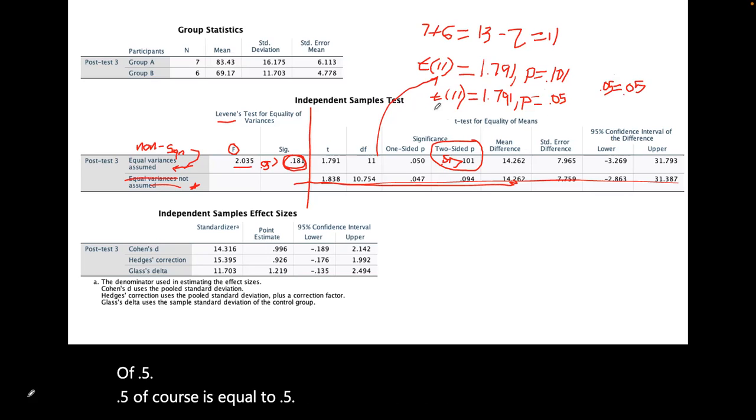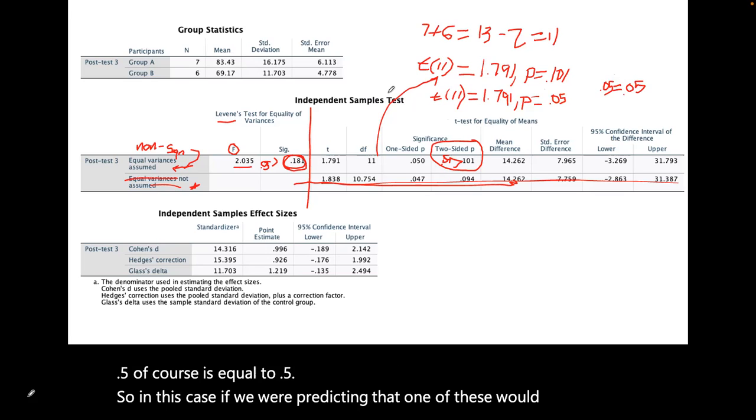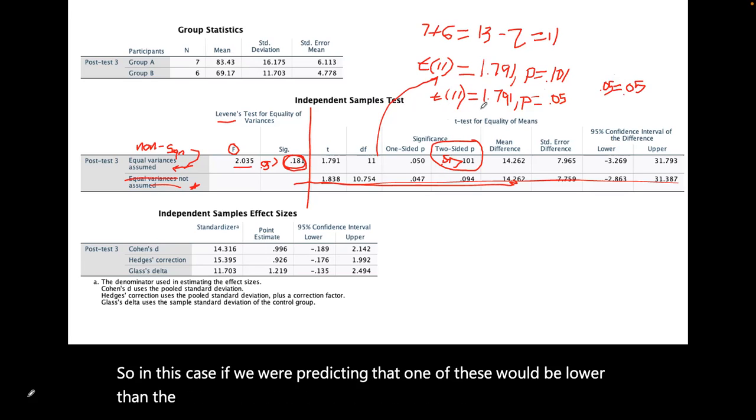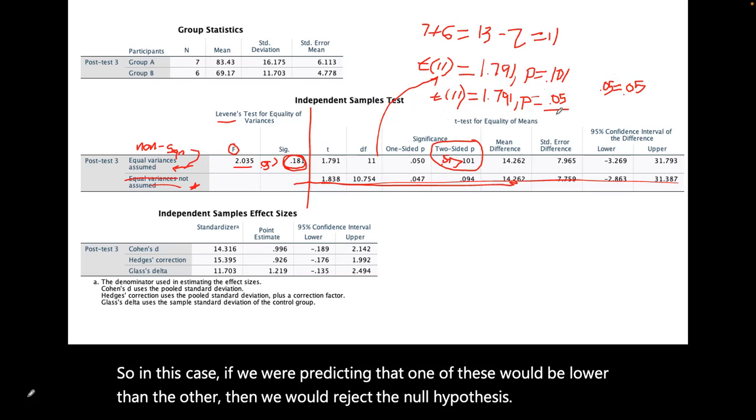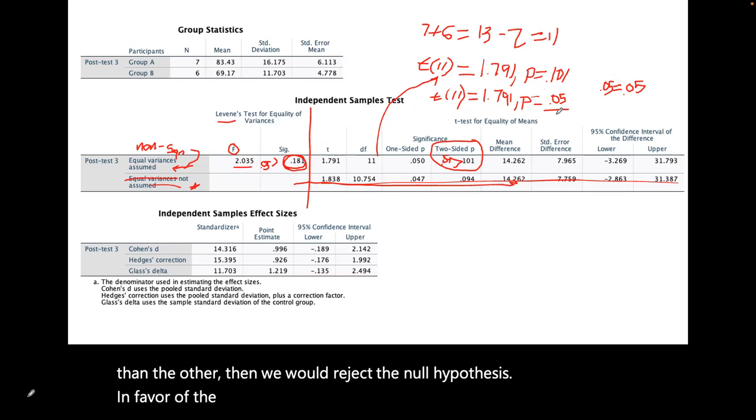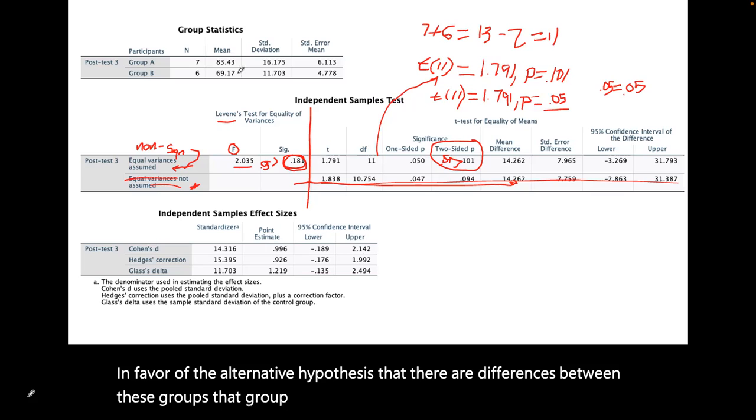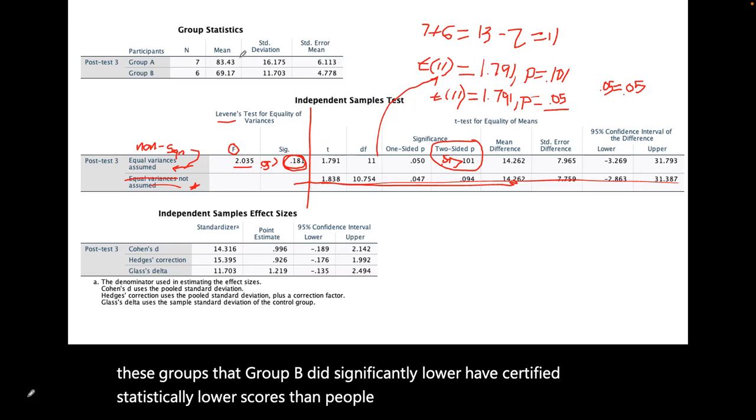So in this case, if we were predicting that one of these would be lower than the other, then we would reject the null hypothesis in favor of the alternative hypothesis that there are differences between these groups, that group B did significantly lower, have statistically lower scores than people in group A.